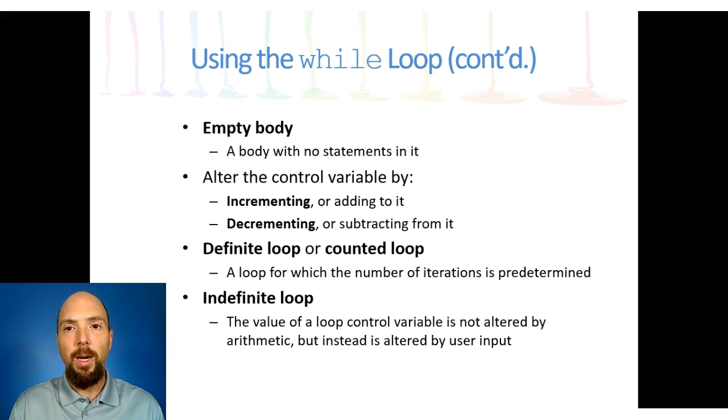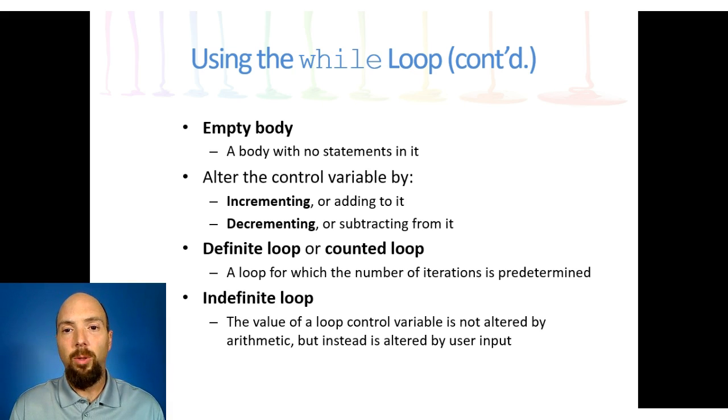Alright, so we could have an empty body, and an empty body is one where there are no statements in it, and this almost always causes an infinite loop. We have the control variable. We're going to either increment it or decrement it. Remember, increment means to add to it, decrement means to subtract. And then we have a stepping value, which is how much we want to increment by. So if I do something like number equals number plus 1, then I increment by 1. If I want to count by 2's, if I want to find all the evens and all the odds, then I would do something like number equals number plus 2. My stepping value would be 2, and I'm still incrementing it because I'm adding.